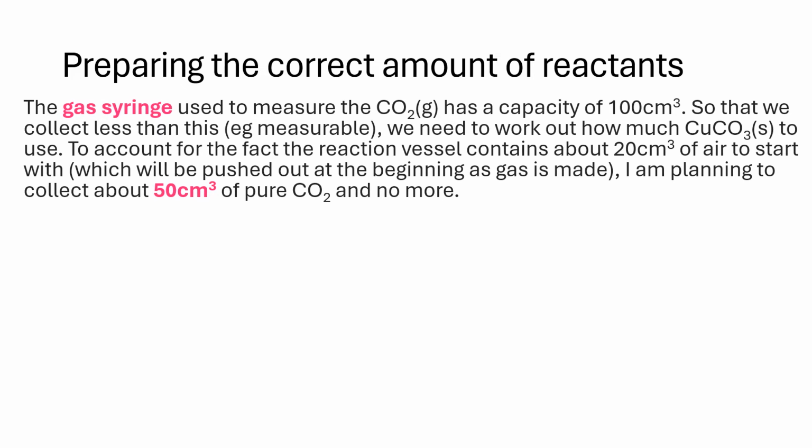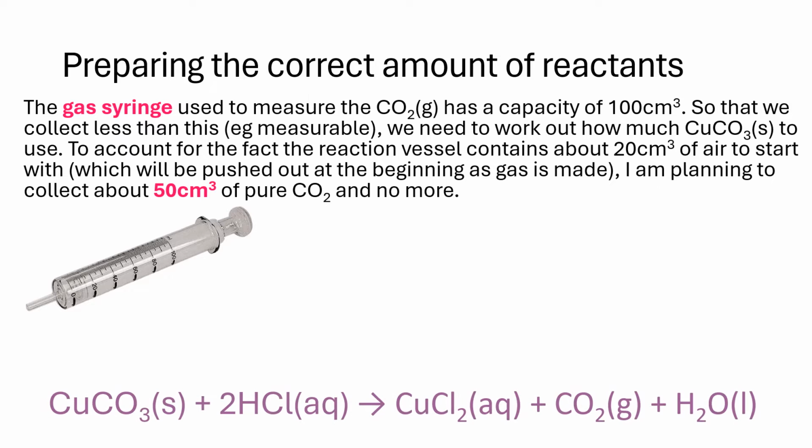So to prepare the correct amount of reactants, we use what's called a gas syringe, so that we collect less than this amount. It has a capacity of 100 centimeters cubed. We need to work out how much copper carbonate to start with. Remembering that the reaction vessel itself contains about 20 centimeters cubed of air, we're going to use a test tube as our reaction vessel. That is going to be pushed out at the beginning as the gas is made behind it. So I'm planning to collect about 50 centimeters cubed of pure CO2.